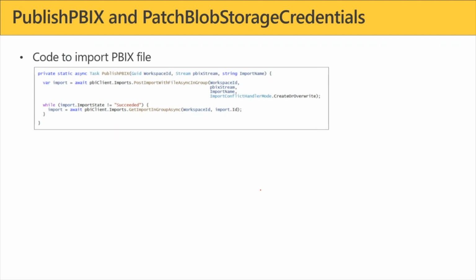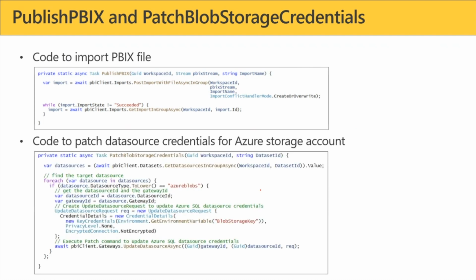Okay, just a quick look. Here is the publish PBIX file. Note that it has the long method name, imports.postimportwithfileasyncingroup. Notice that that method is asynchronous. So when it returns, you don't have a guarantee that the job is over. So here's the typical example of creating a loop where you're looking at import state. And when you see the import state has succeeded, it is then complete.